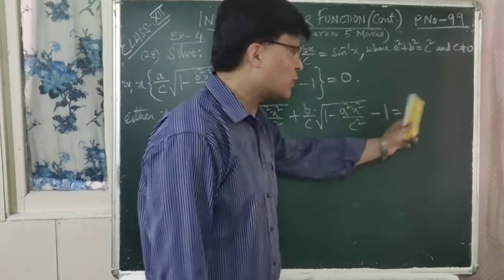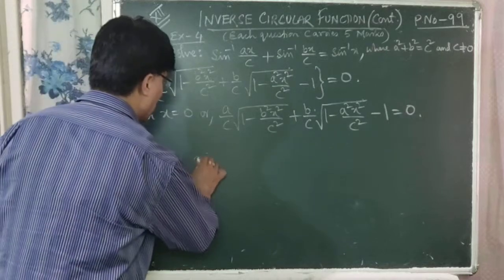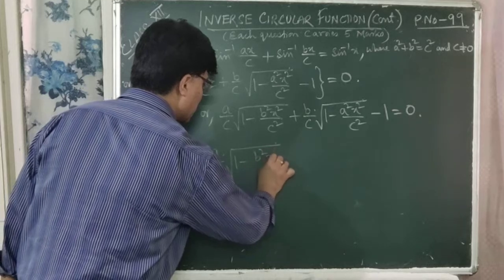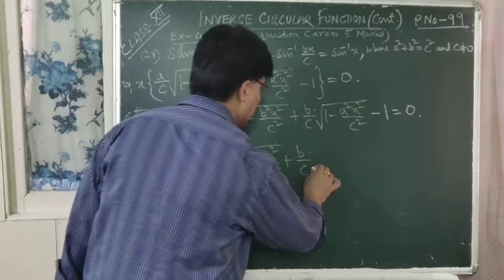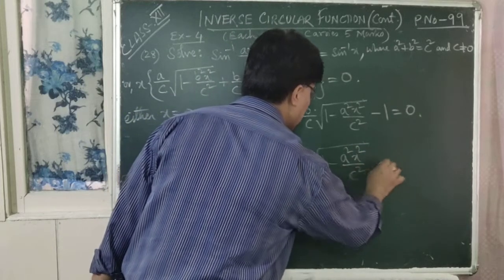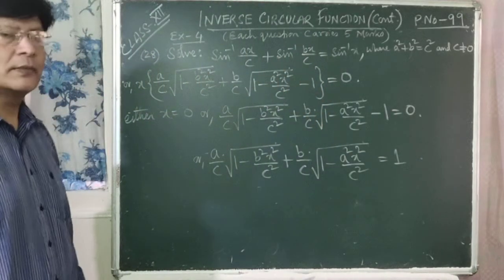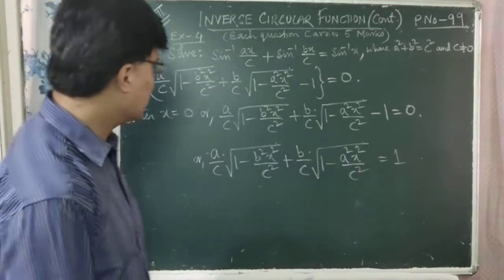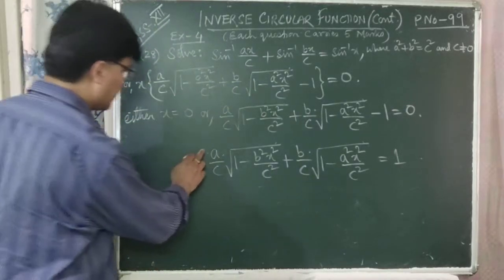So let us take this minus 1 to the right hand side and then you have to remove the square root, okay? Or a by c root over 1 minus b square x square by c square plus b by c root over 1 minus a square x square by c square, which is equal to 1. So is that clear to all of you? So now how will you do it now? So how can you simplify it now?